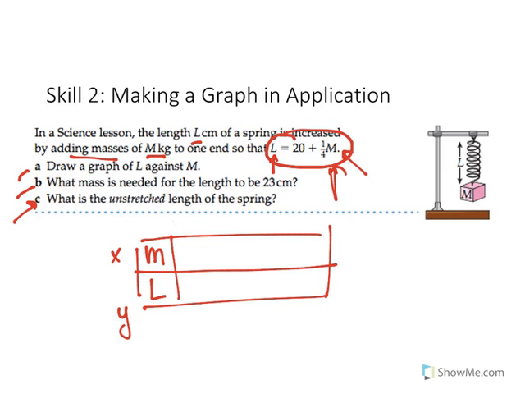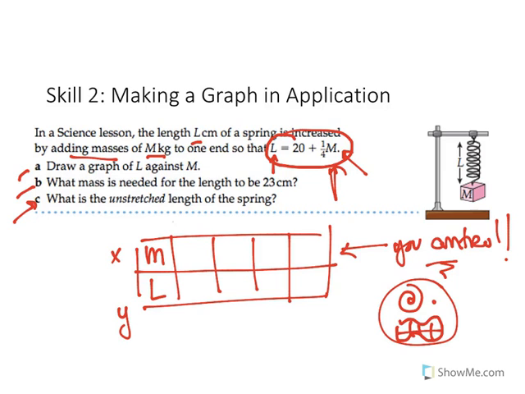The answer for L will be given once we figure out what M is. And you're like thinking, well, how do I know what to give M for values? You're the one who controls M. And so since you control M, you can really give it any values to make this work.